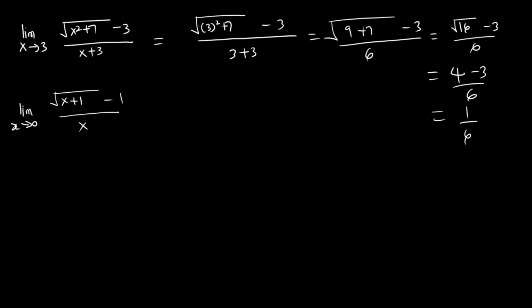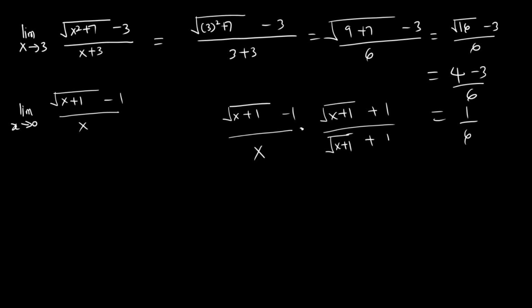So let's look at how you're going to do this. I'm going to consider the function square root of x plus 1 minus 1, divided by x. So I'm going to multiply by the conjugate of the numerator. So that would be square root of x plus 1 plus 1, divided by square root of x plus 1 plus 1.